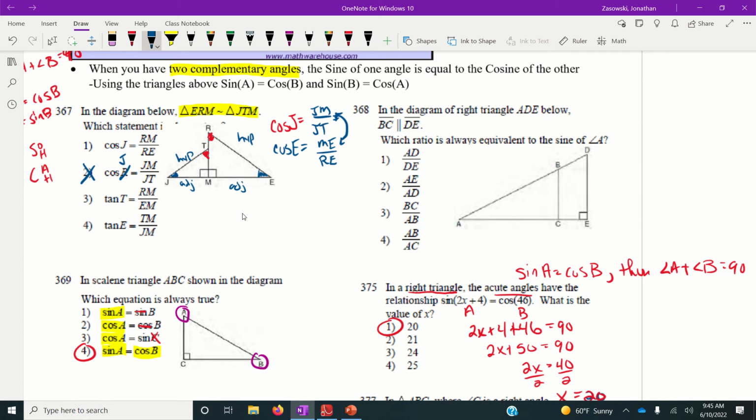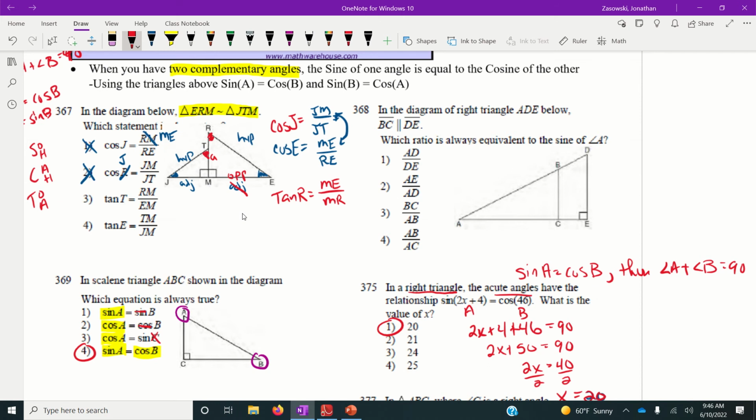And when we check, here's RM over EM, and none of these work. And more so, we know that cosine of J should not equal RM over RE. So this should be ME or EM, so we know that number 1 is also not a choice. That means we'd have to be using either angle T or R, and since we're doing tangent for both, what if we did the tangent of R? Now the tangent of R, remember, is equal to the opposite over the adjacent. So the opposite leg from R is ME over the adjacent leg from R, which is MR.